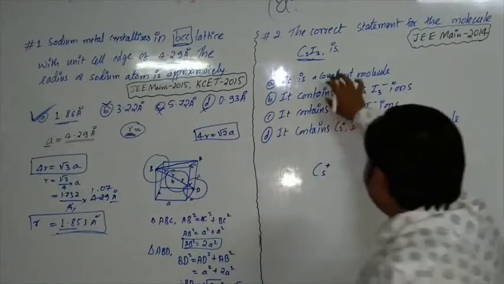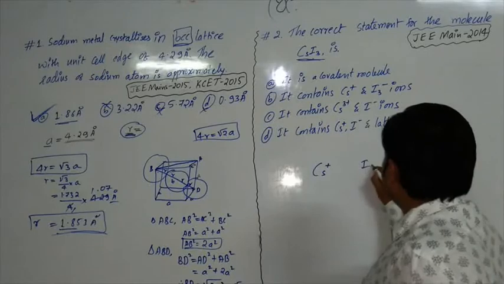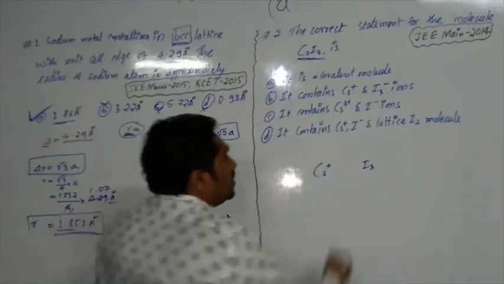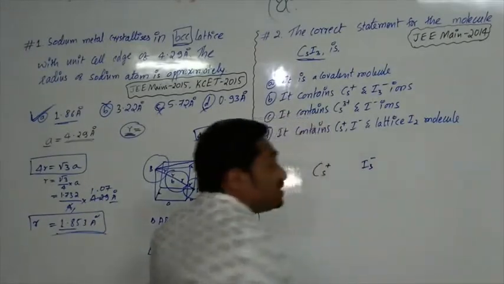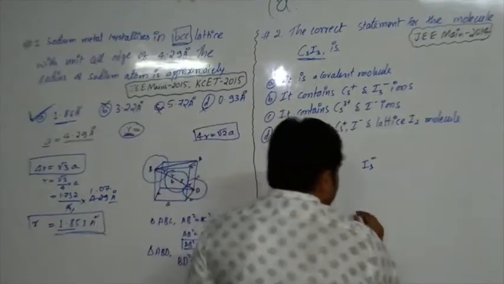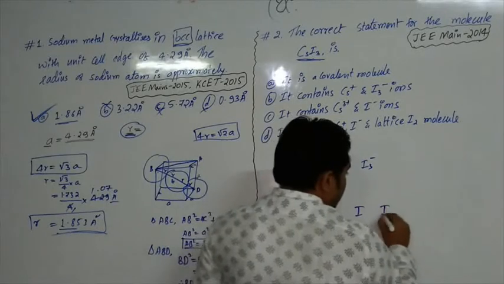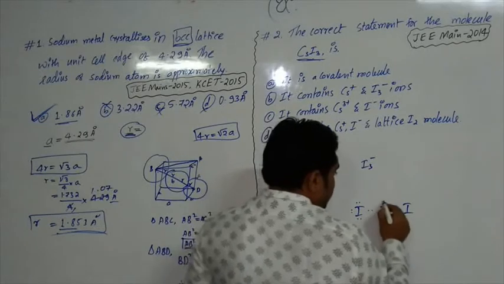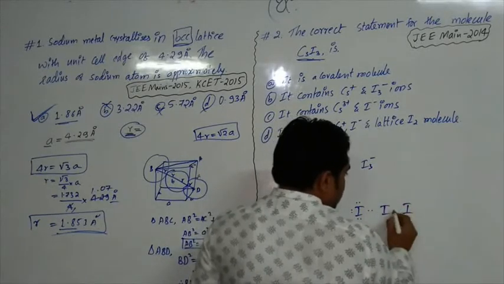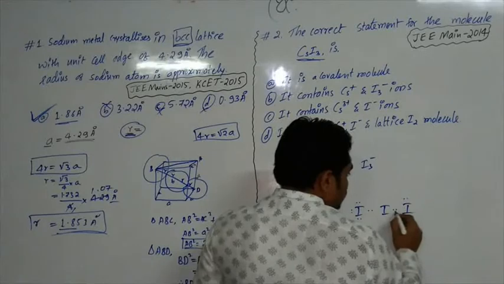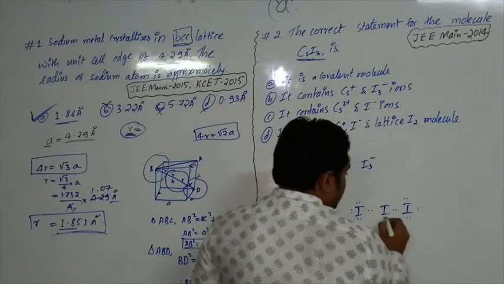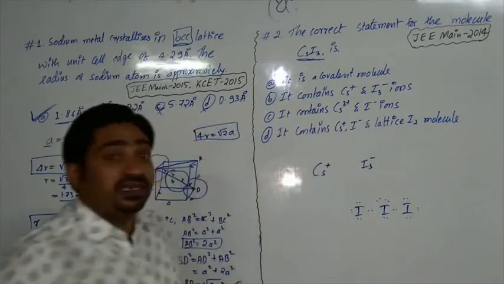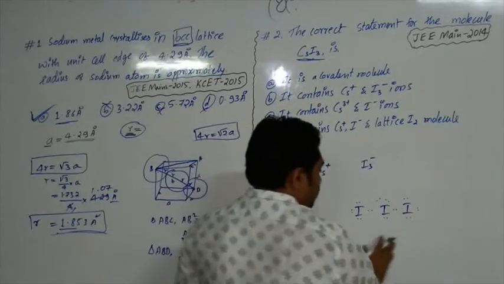And the triiodide ion exists as I3 minus. The structure of the ion is, see here, this is I and I. 1, 2, 3, 4, 5, 6, 7, 8. 1, 2, 3, 4, 5, 6, 7, 8. 1, 2, 3, 4, 5, 6, 7, 8, 9, 10. So this is the actual structure of the triiodide ion.